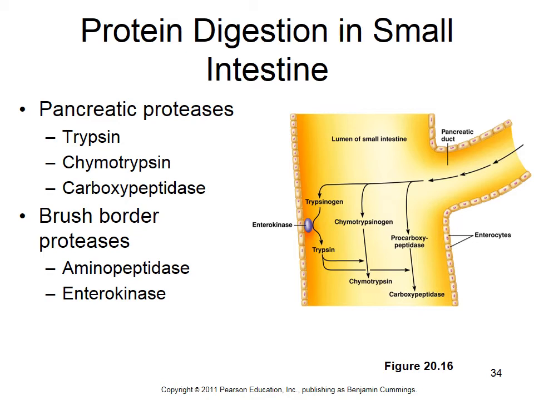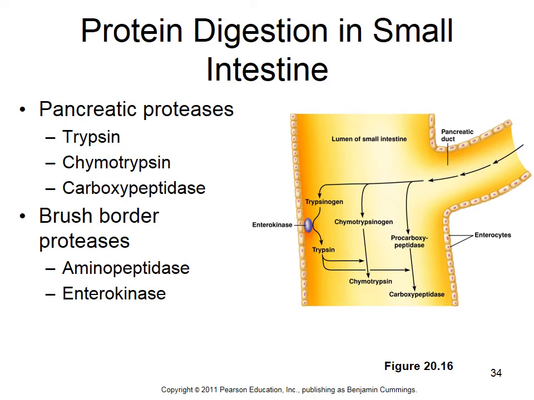So here we've got the enterocytes lining the small intestine. Okay, so the pancreatic duct dumps its secretory products right into the duodenum. Okay, and then that trypsinogen, which is inactive, immediately gets activated by enterokinase, and then trypsin activates chymotrypsinogen, right, into chymotrypsin, and then it activates procarboxypeptidase into carboxypeptidase.